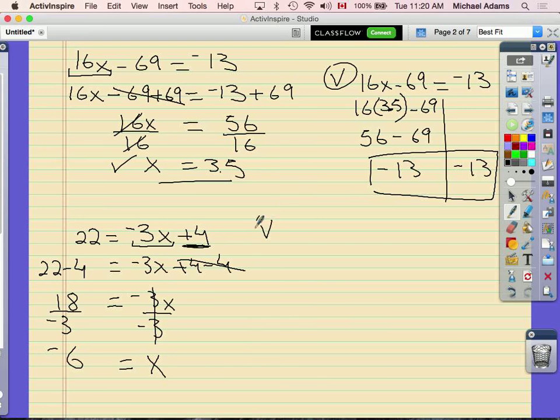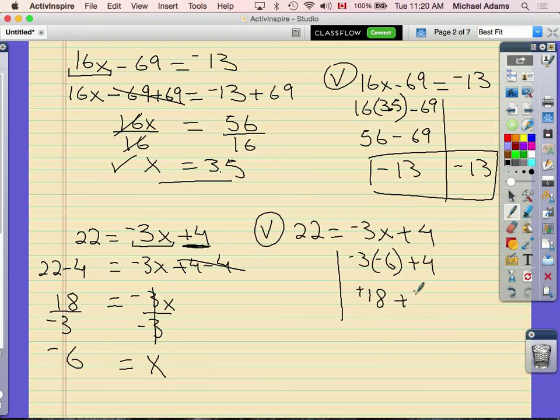Time to verify. So once again, to verify, write out the equation. Line under the equal sign to separate the left side and the right side. We said x was equal to negative 6. Put negative 6 in place of x, and then add the 4. So let's do this. Negative 3 times negative 6, well, that gives me a positive 18. Positive 18 plus 4 gives me 22.